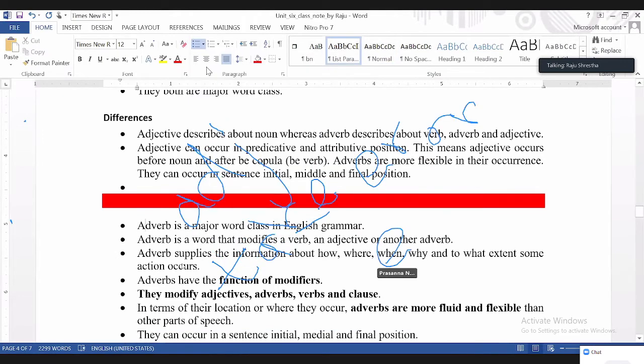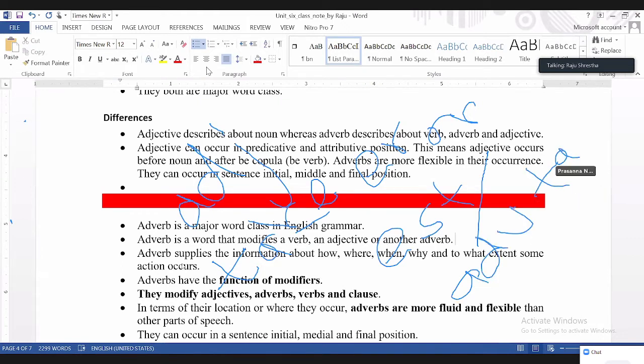So adverb is one major word class in English, we understand. Adverb is a word that modifies a verb, an adjective, or another adverb. That's fine. Adverb supplies the information about how, where, when, why, and to what extent an action occurs.